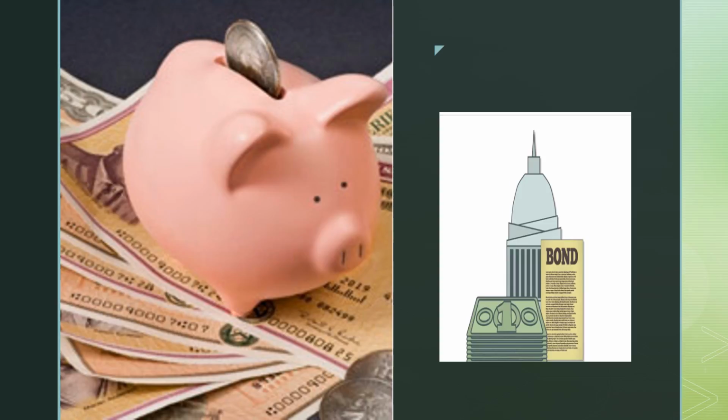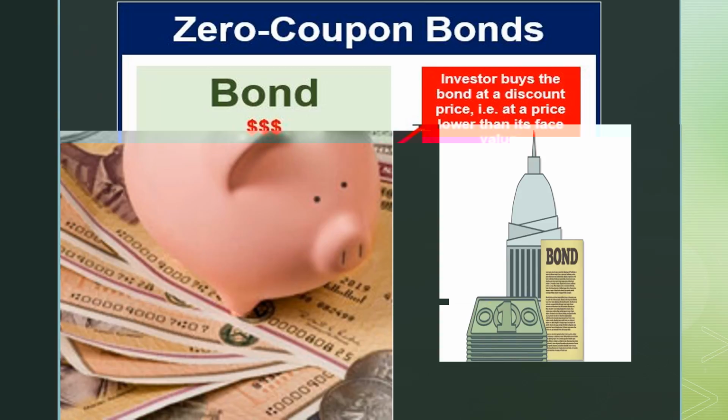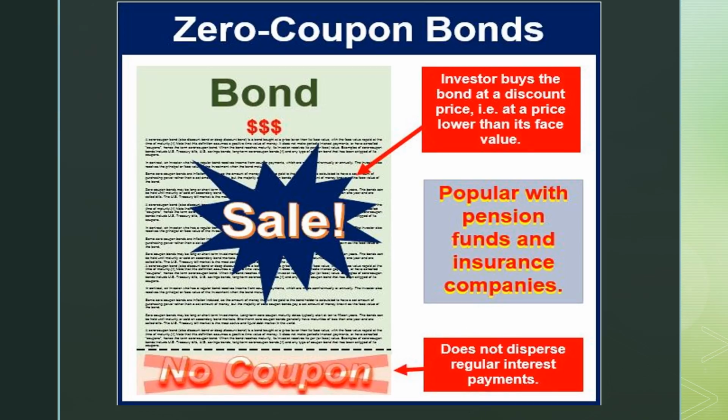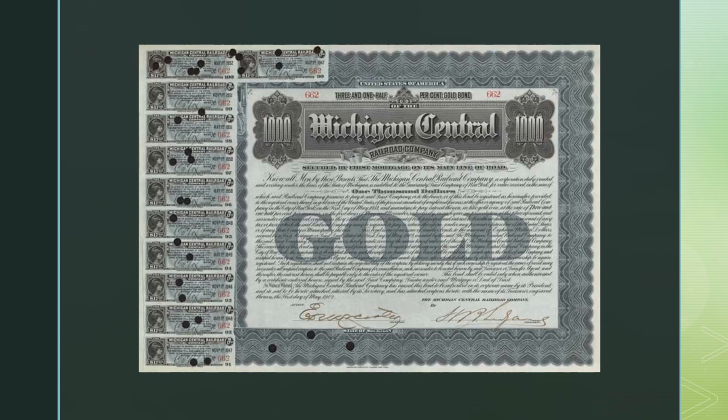Bonds are either government or corporation issued. Coupon bonds pay interest at regular times. As you can see in the example here, the coupons are attached to the bond.